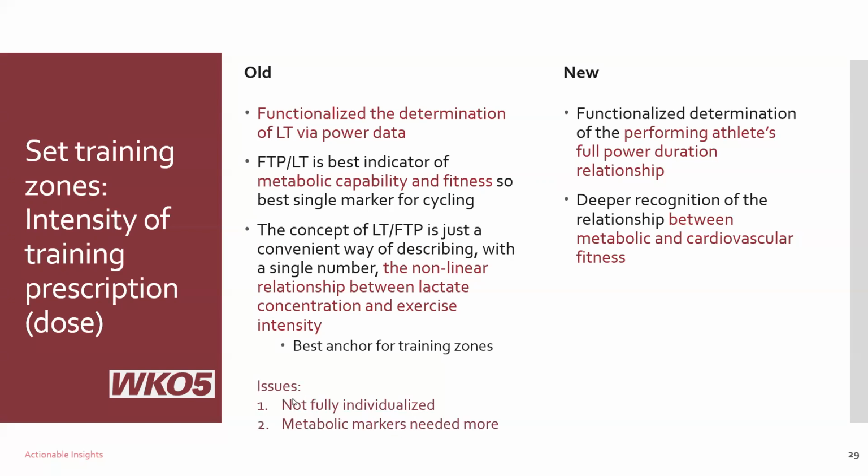The weakness of the old system was that it was not fully individualized and needed more metabolic markers. That's a good typo. We needed more metabolic markers. That's what that's meant to say. Here, the only limiter we have in the model itself is we need to feed it every 4 to 6 weeks and not overfeed it, which is a bad habit, but we need to feed it.